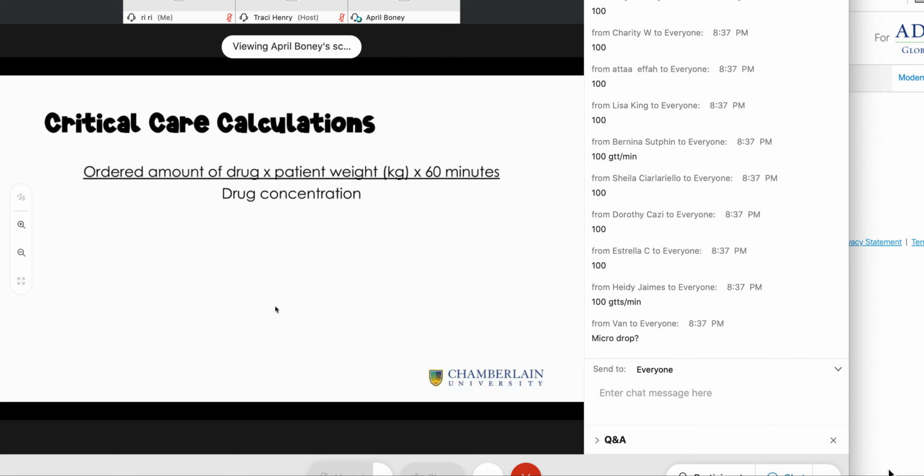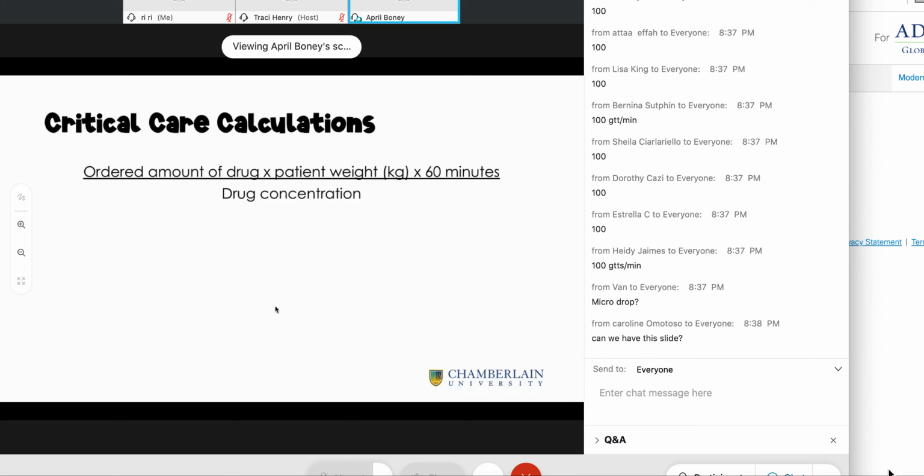Okay, let's do critical care. Critical care is where your order is going to be milligrams, micrograms, grams, some unit of measure, oftentimes per patient weight, and it's going to be ordered per minute. So sometimes your orders look like maybe you want to give, I don't know, nitroprusside, 10 micrograms per kilogram per minute. But the problem is we can't give anything per minute. Our pumps are milliliters per hour. So we have to convert that into a milliliter per hour rate.